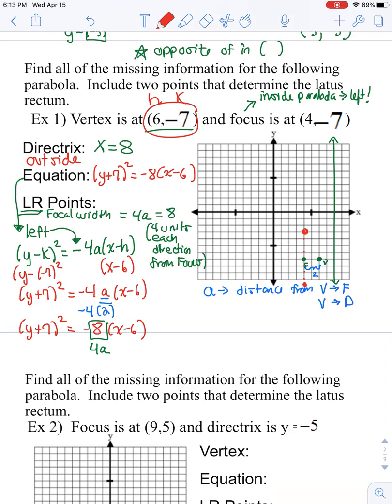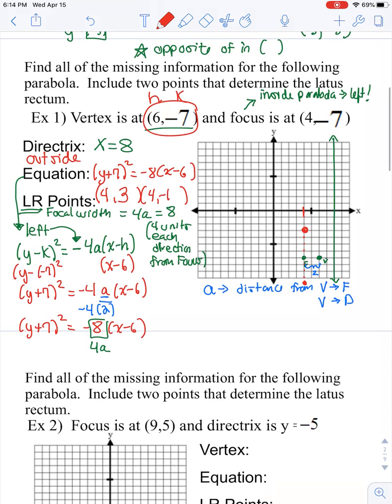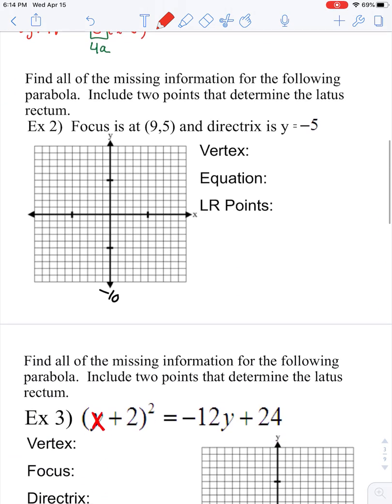Notice that these points in this problem are going to have the same x value. So both of these points are going to have an x value of 4. But for their y values, we had to add 4 and subtract 4. So my first y value up on the top is going to be a y value of 3, and down at the bottom, that's a y value of negative 11. Okay? Final step, draw the actual parabola connecting the focal width points and the vertex. And there's our parabola.